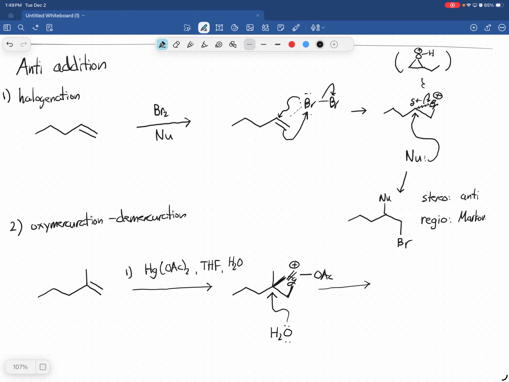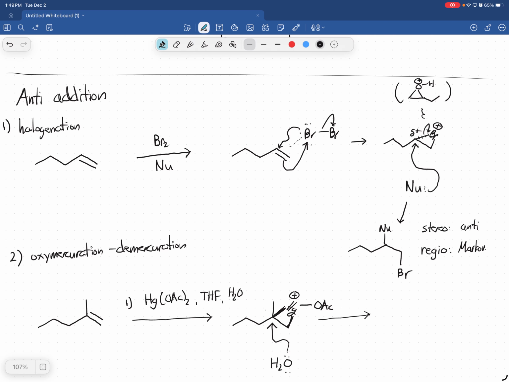Yes. Just like the bromine example, more partially positive charge here. So that's why it attacks that position on the mercury. All right, so the mercury now goes back up. And now we've formed our first intermediate.